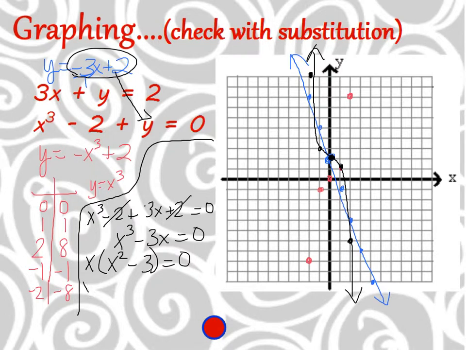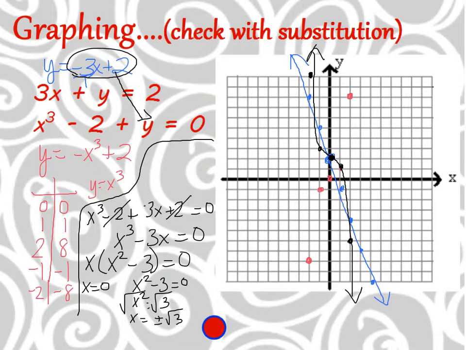So when I set the x equal to 0, okay, that's one of my possibilities. And then my other solution is going to come from setting x squared minus 3 equal to 0. So x squared is equal to 3, square root both sides, and you end up with x equal to plus or minus root 3. All right, that is not a pretty answer, but root 3 is about 1.7. So let's check these on my graph.